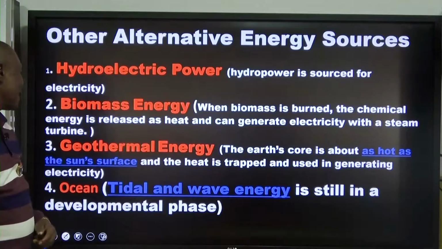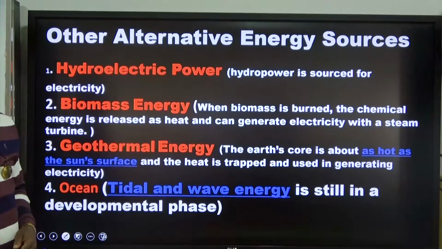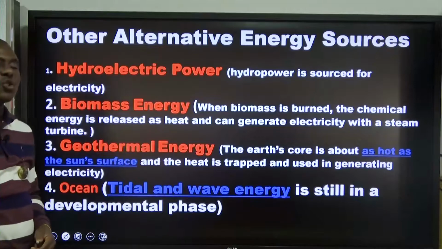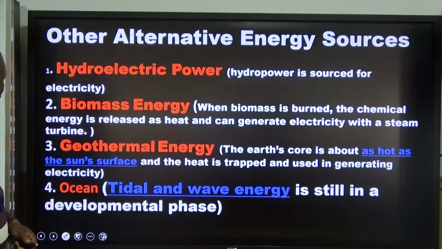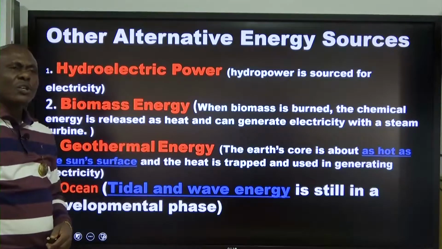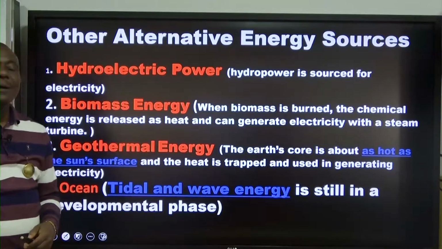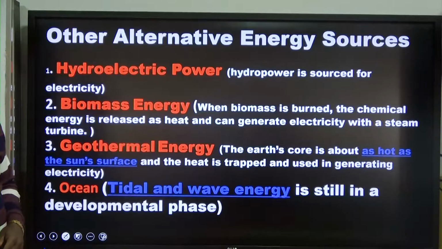That is biomass. We also have the geothermal. Geothermal is the heat that is coming from the earth's core, and it's very hot. It's just as hot as the heat that is coming from the sun, and the heat is now trapped and is used in also generating electricity.